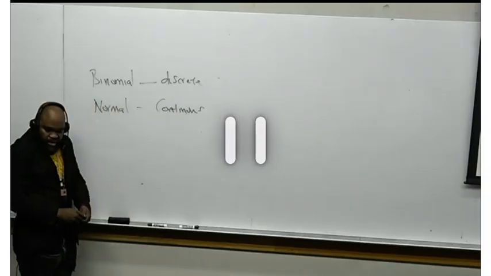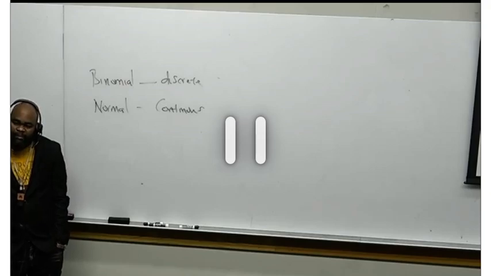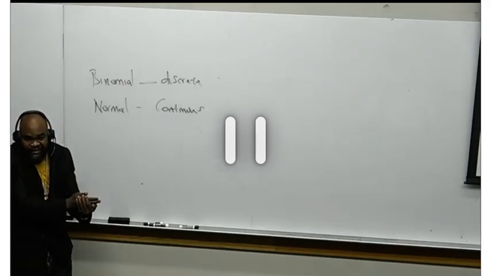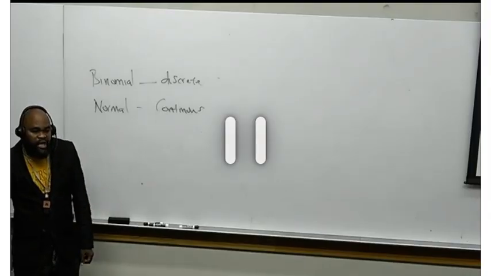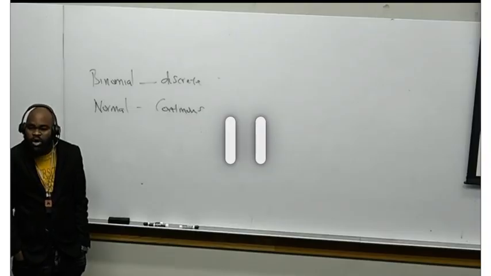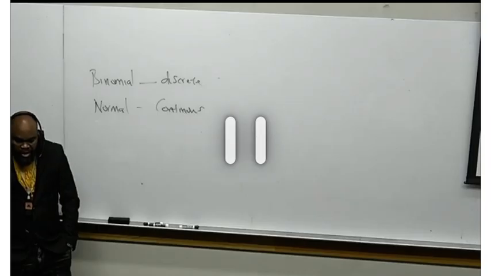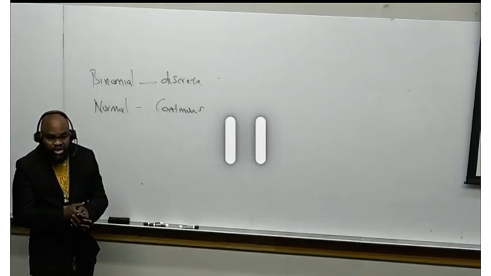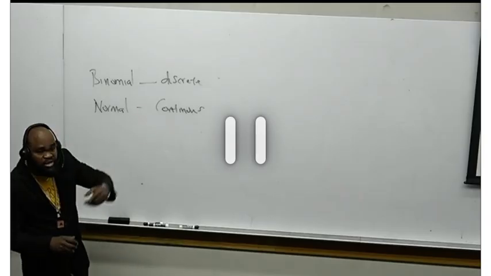Okay? Now, for us to be able to approximate a discrete with a continuous, that is going to come with error. Whatever approximation we do in life will come with an error. Now, we need to make some adjustments whenever this approximation is made, and that adjustment is what we call continuity correction.